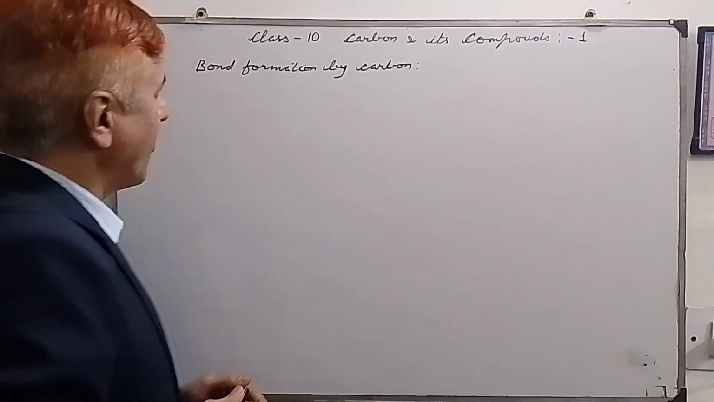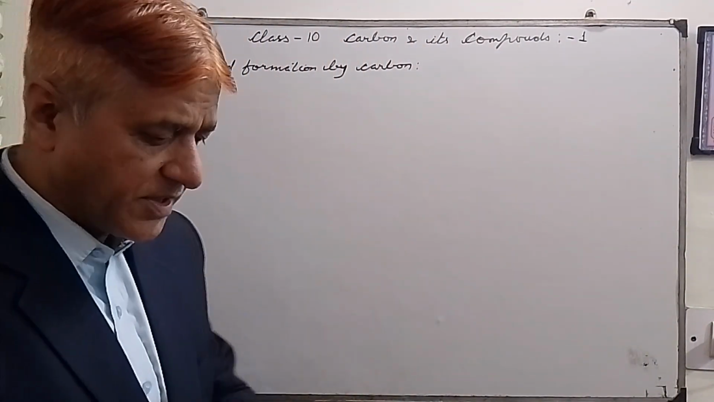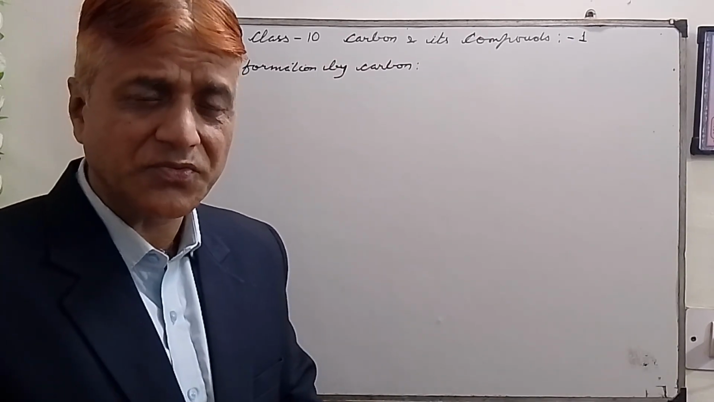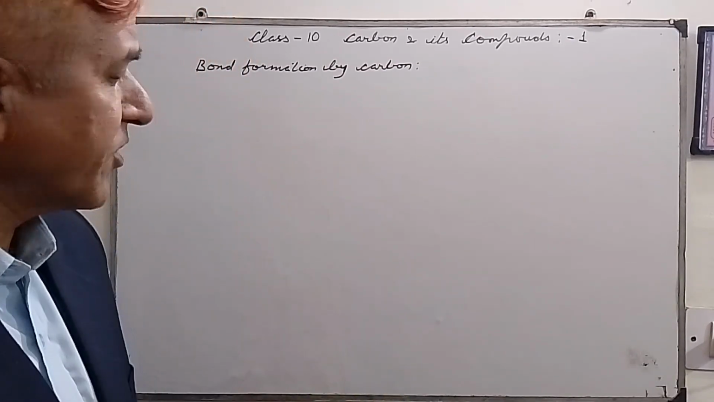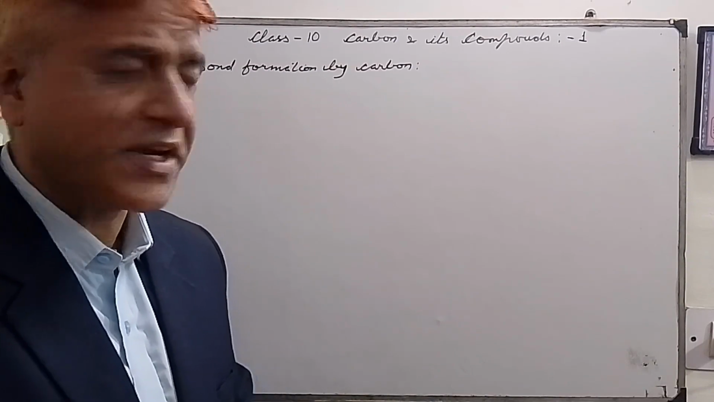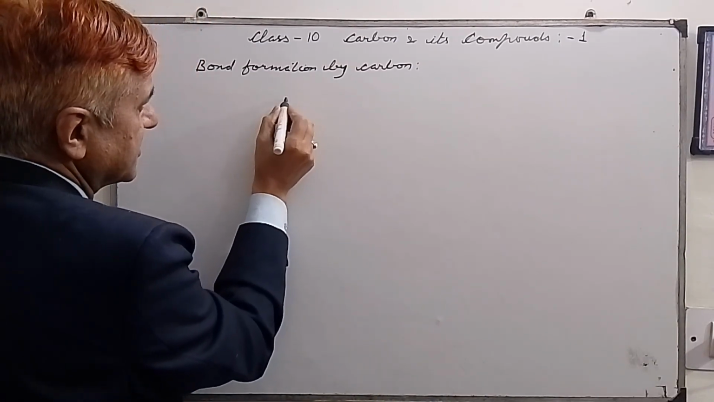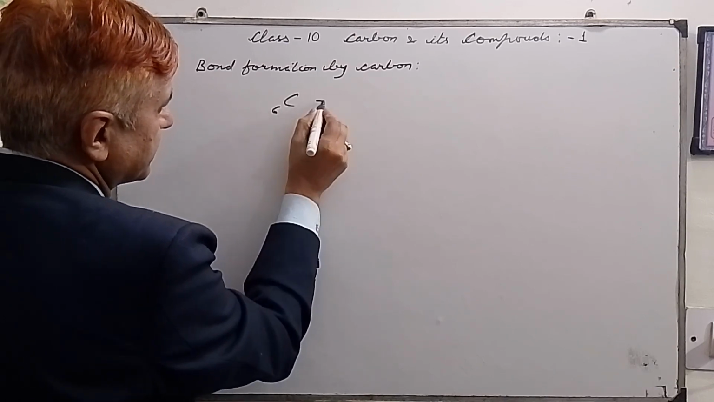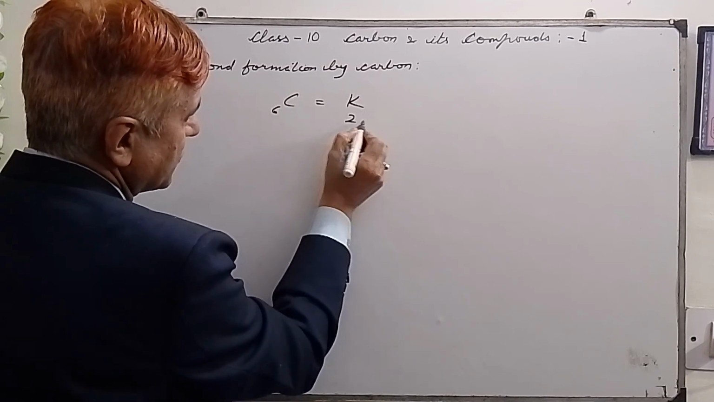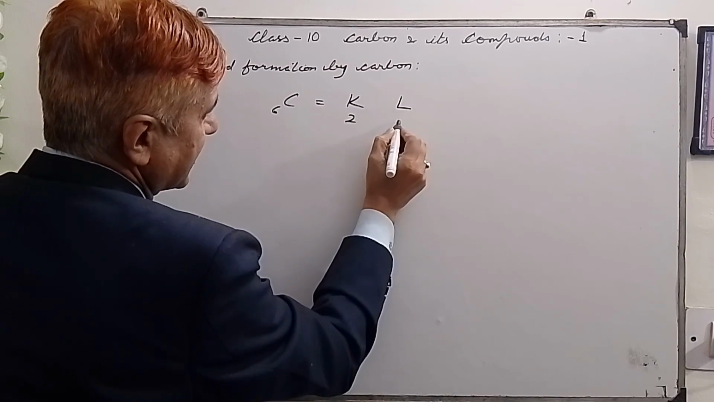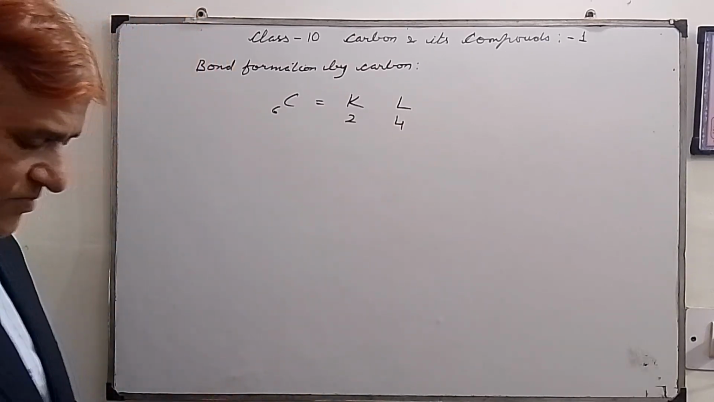Now to understand bond formation by carbon, my dear students, we have to first know the electronic configuration of the carbon atom. The electronic configuration of carbon, atomic number 6, is: in the K shell it has 2 electrons, and in the L shell it has 4 electrons.